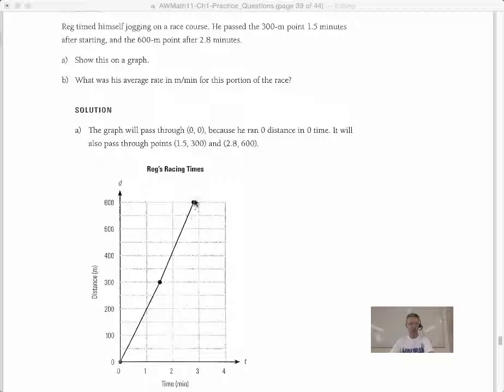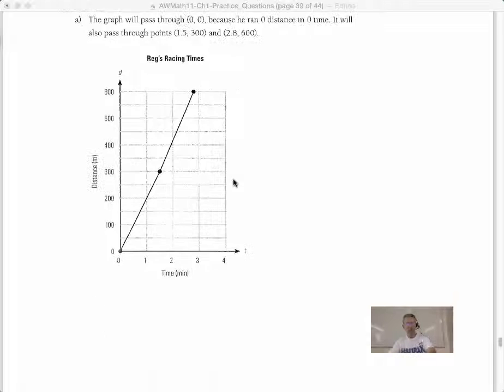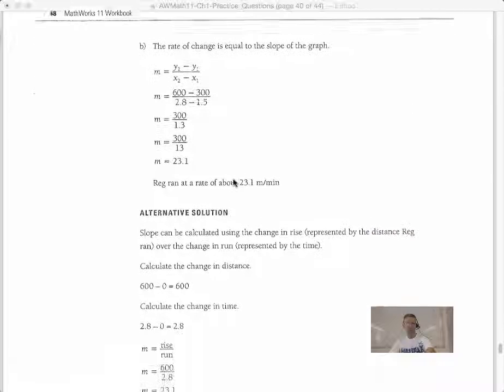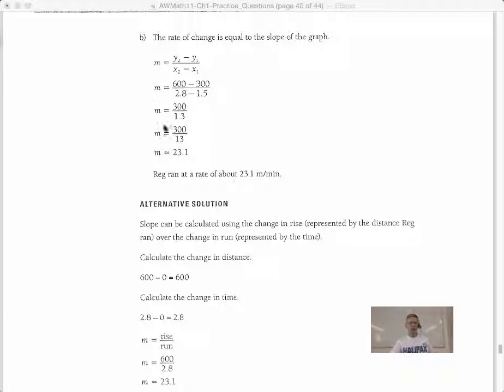So we take these 2 points. That's what they've taken. But if you wanted to calculate the average from beginning to the 600 meter mark, you would have to take this and this part here. So looking at their solution, they're using the formula for the slope, rise over run, or y2 minus y1 over x2 minus x1. And they plug in the values and they get 23.1. So 23.1, what are the units we use here? It's always the y units over the x units, or meters per minute.